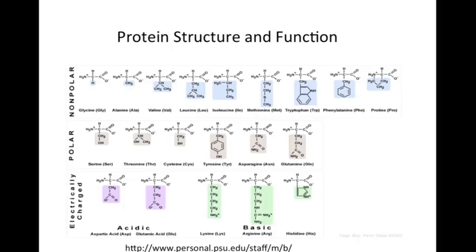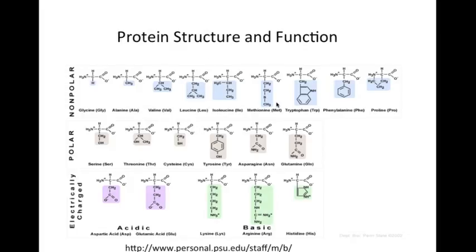Protein structure and function. Proteins are composed of carbon, hydrogen, oxygen, nitrogen, and small amounts of sulfur. Proteins are macromolecules that play critical roles in most life processes. The proteins of all living organisms are composed of the same set of 20 amino acids with different side chains, as you can see in this figure.